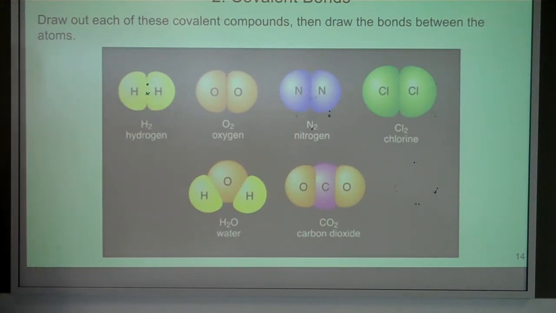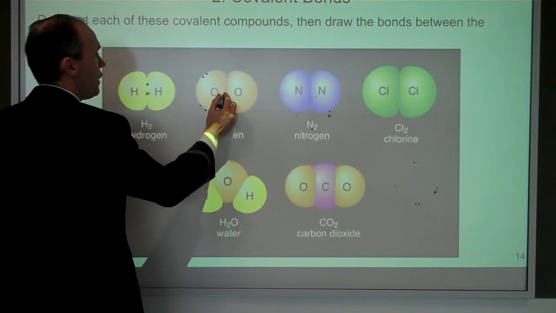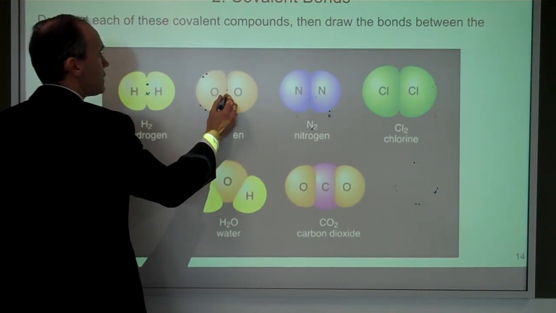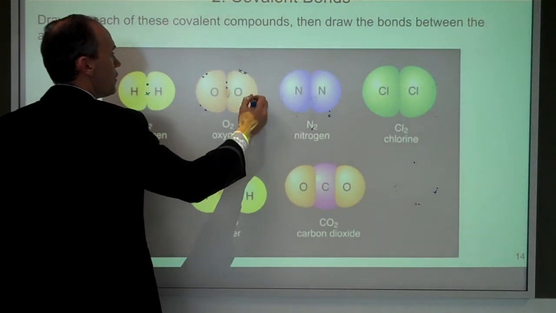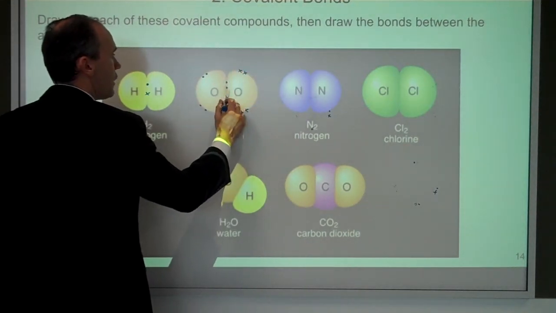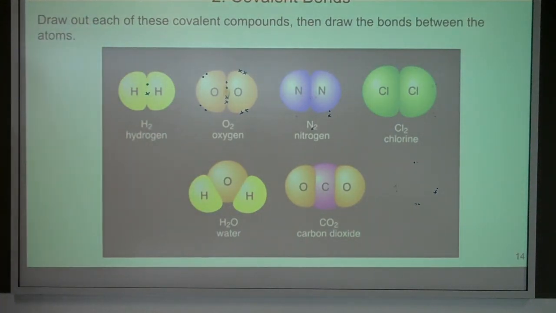What about oxygen? What group is oxygen in? 6. So it wants to gain 2, so how many does it share? 2. So you have to draw all of the electrons. 1, 2, 3, 4, 5, 6. And 1, 2, 3, 4, 5, 6. So each oxygen is sharing 2 along the boundary, and so it has a total of 8.